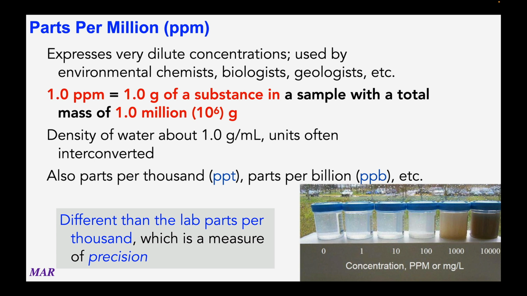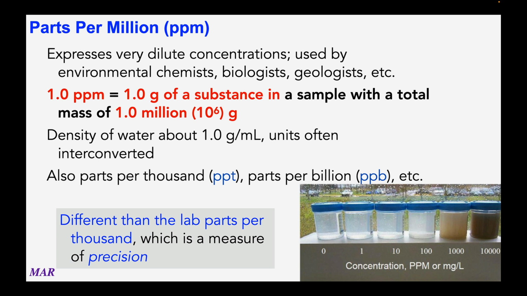If you had, for example, a parts per thousand, you would divide by 1,000, 10 to the third grams. If you had a parts per billion, ppb, that would be dividing by 10 to the 9th grams, a billion grams. And once in a blue moon, I've seen even a parts per trillion, which would be dividing by 10 to the 12th, but that's rare.